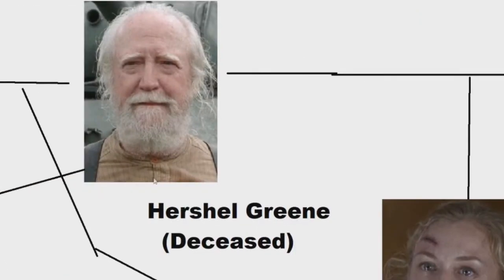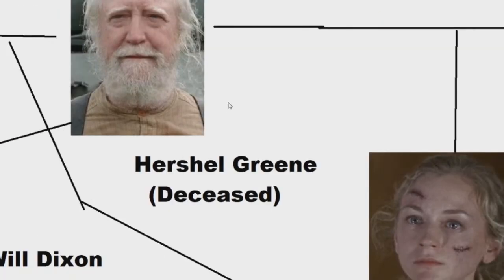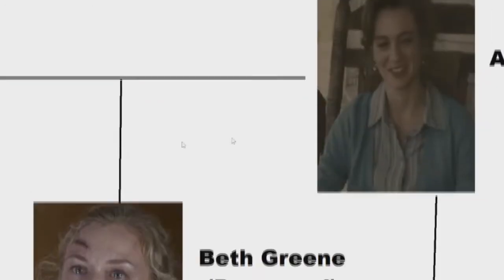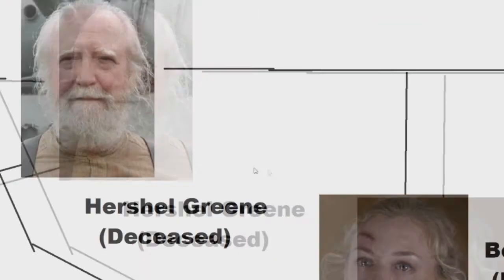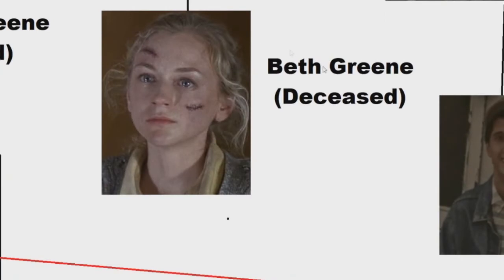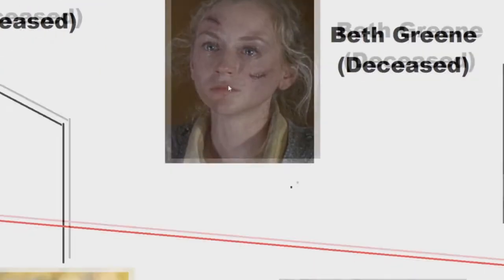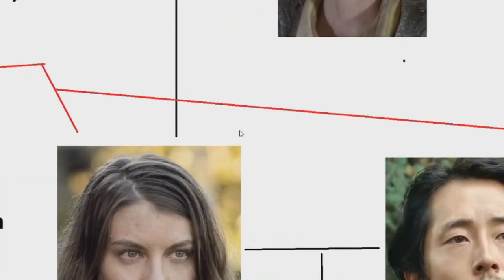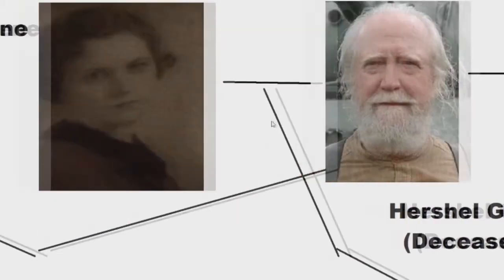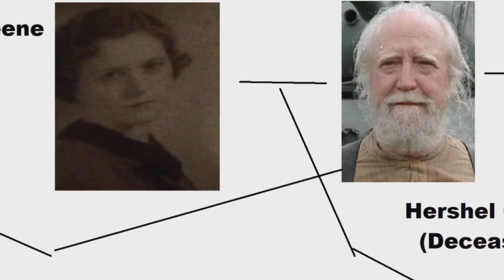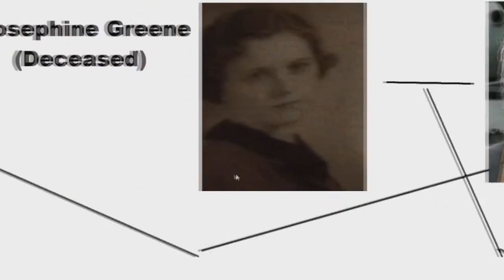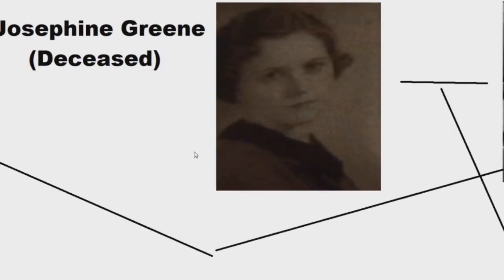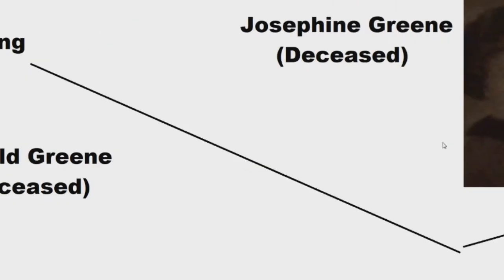So, Herschel had 3 children, effectively. But Annette and Herschel had a child together, which of course is Beth Greene, who died in season 5. So that's how we get the sort of Greene line. And there's also one more connection. Herschel also had a nephew in the barn.